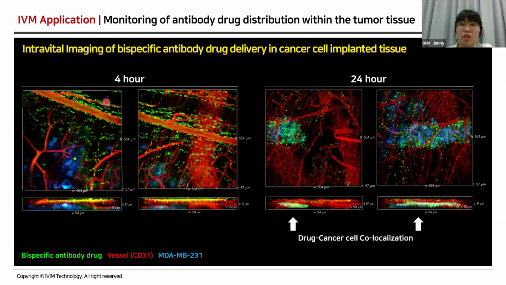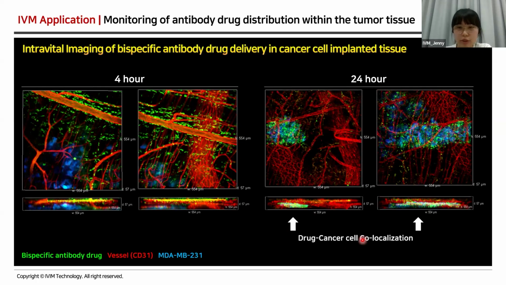The 3D image analysis further clarified these distribution patterns. At 24 hours post-injection, compared to the 4-hour time point, the drug was observed to be more localized within the tumor tissue and showed stronger binding affinity to the cancer cells. This suggests that the bispecific antibody drug has a high binding affinity for the target cancer cells.